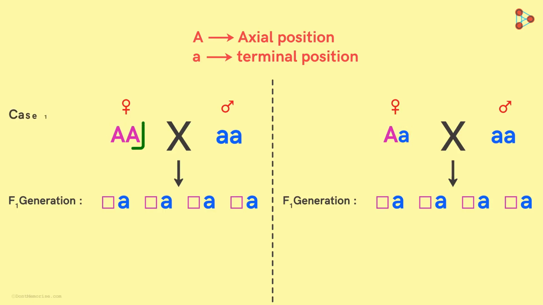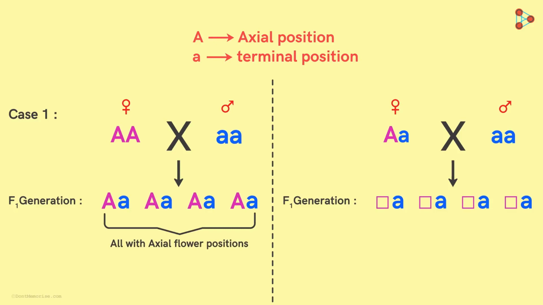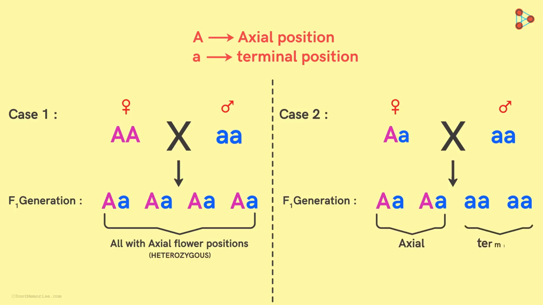Now let's look at case 1. On crossing, in the F1 generation, we obtain all the plants which have axial flower positions. This means all the plants will be heterozygous with one capital A and one lowercase a. Now we move on to case 2. Look at the plants obtained in the F1 generation. We get 2 axial and 2 terminal. They are in the ratio 1:1.